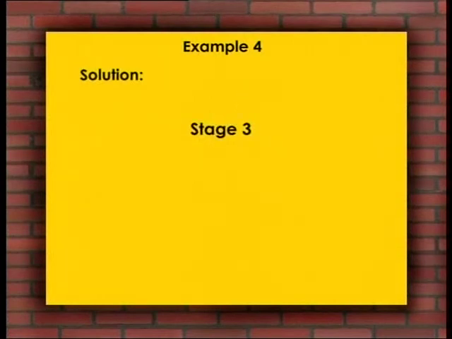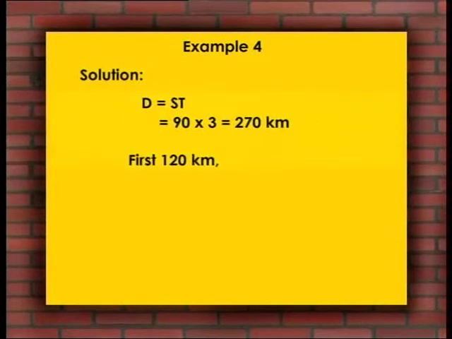Stage 3. Carrying out the strategy. d equals st equals 90 times 3 equals 270 kilometers. First 120 kilometers. t equals d over s equals 120 divided by 80 equals 1.5 hours.